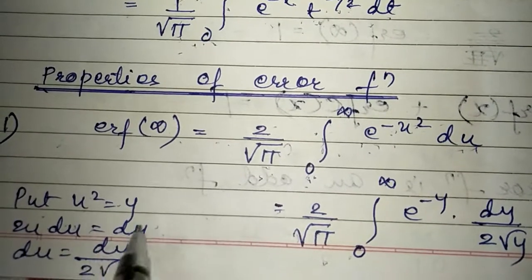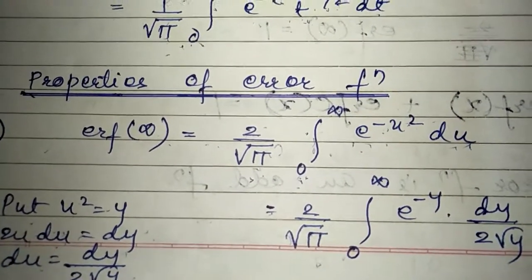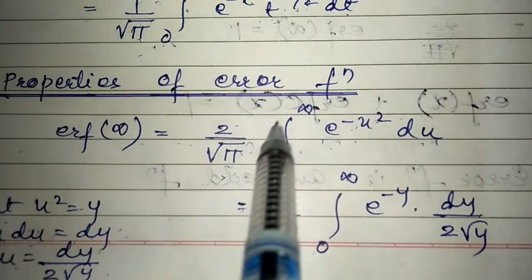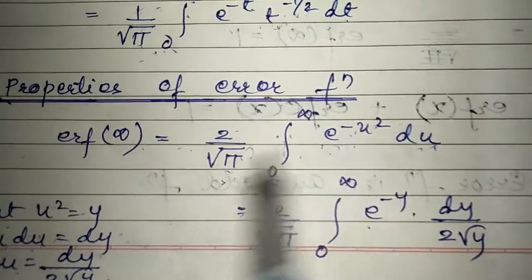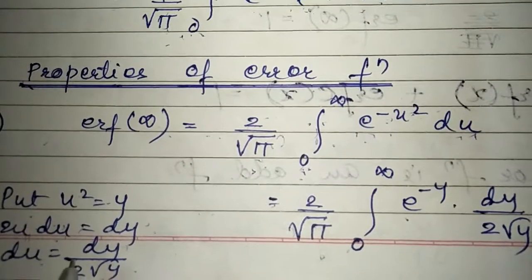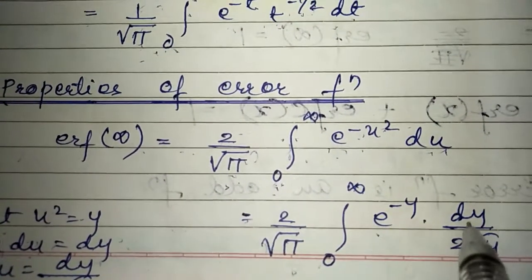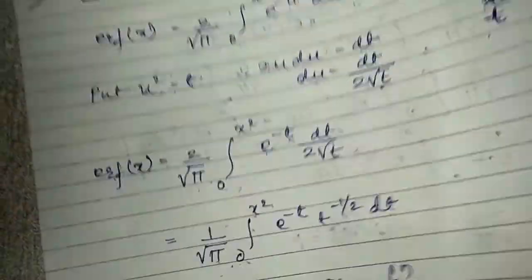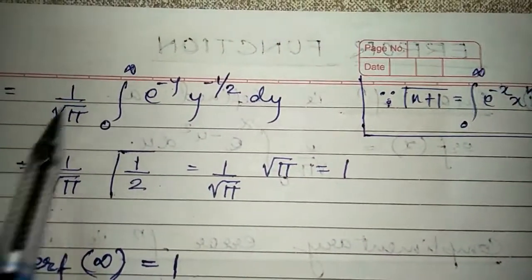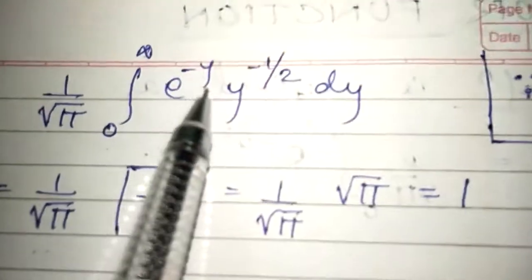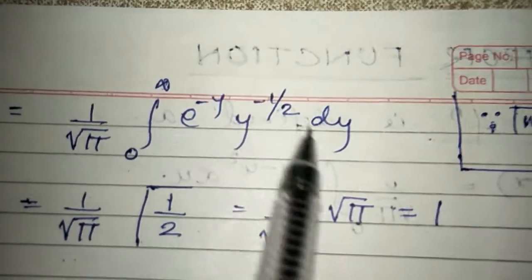2u du is dy, and so du is dy upon 2 root y. So this integral will be 2 upon root pi integral 0 to infinity e raised to minus y, and du is dy upon 2 root y. On simplification it will be one upon root pi integral 0 to infinity e raised to minus y, y raised to minus 1 by 2 dy.